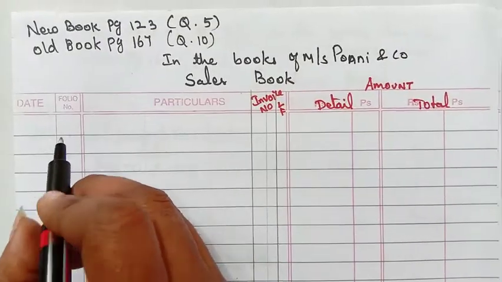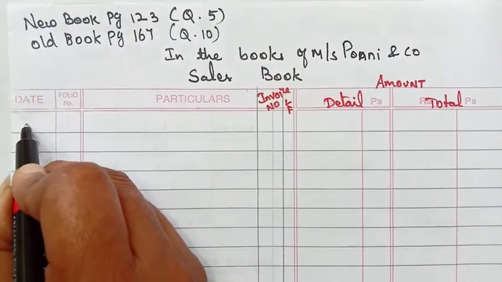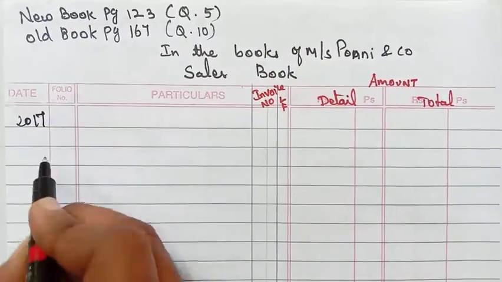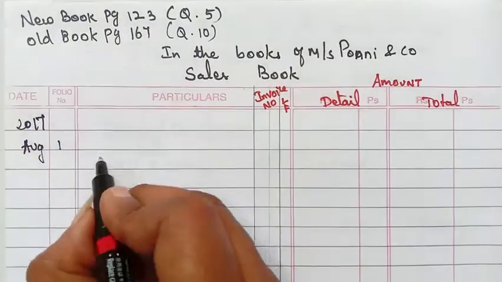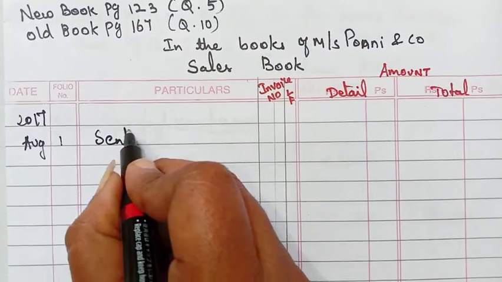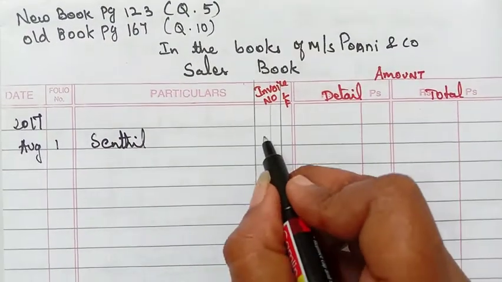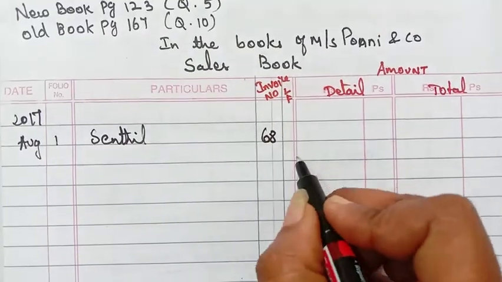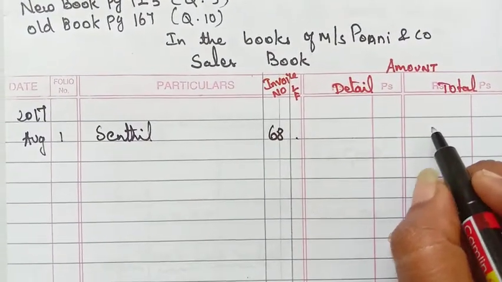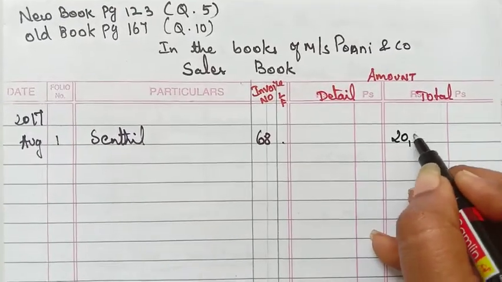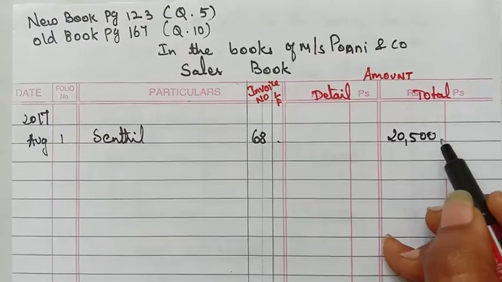We'll continue in the sales book. 2017 August 1, we'll write Sendil. Sendil's invoice number is 68. In the invoice number column you write the number, and the amount as given, directly go and write in the total column as 20,500.